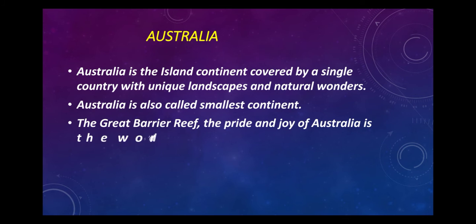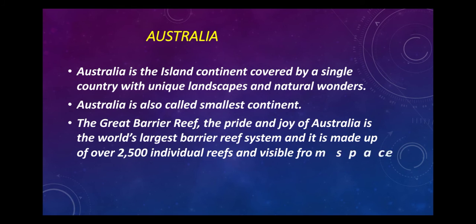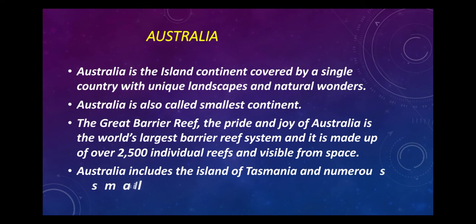The Great Barrier Reef, the pride and joy of Australia, is the world's largest barrier reef system and it is made up of over 2,500 individual reefs and visible from space. Australia includes the island of Tasmania and numerous small islands.